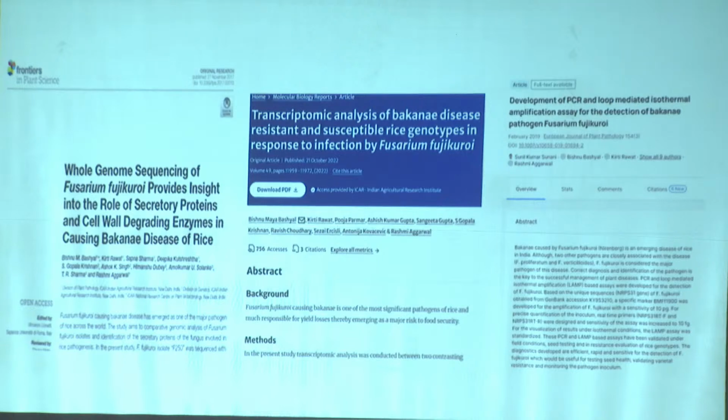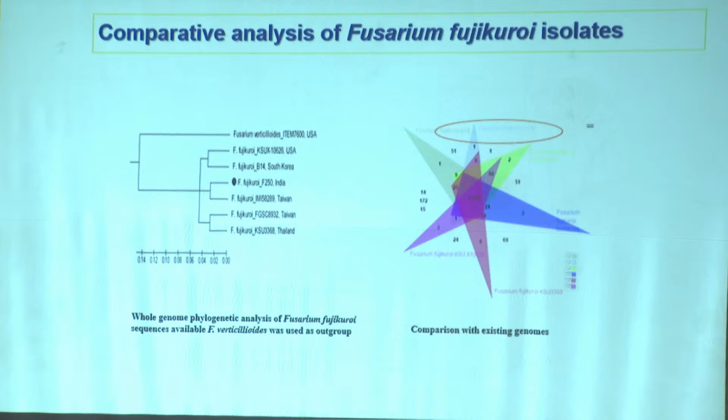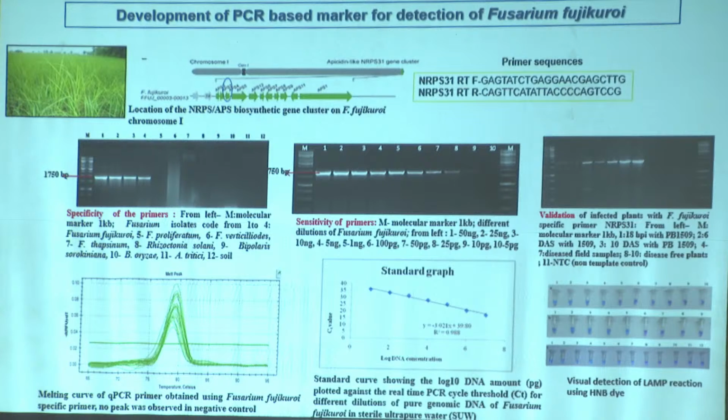We also conducted transcriptome studies. We did transcriptomes of resistant and susceptible genotypes and identified some genes present only in the resistant genotype, induced only by the pathogen. We compared Fusarium fujikuroi isolates and found our isolate is closer to the Taiwan isolate. We also observed one cluster is unique in this Fusarium fujikuroi isolate 250. Further, as I told you, we developed this marker for real-time PCR and RPA assay, which can also be utilized for resistance evaluation and for detection of the seed-borne pathogen, since Fusarium fujikuroi is seed-borne, in seed.